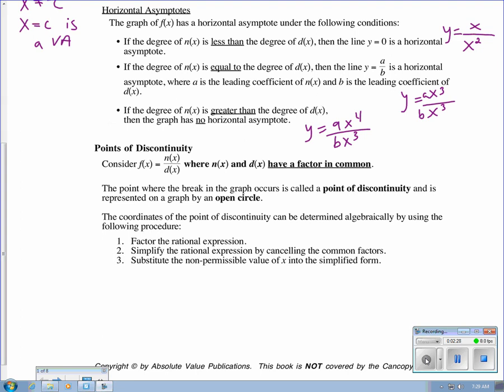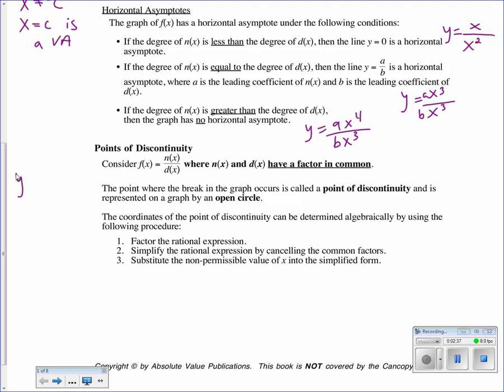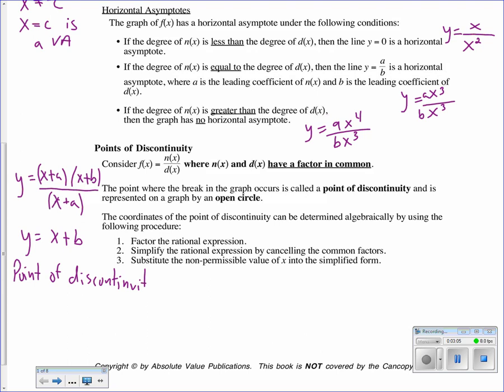And then the nice calculus sounding word, points of discontinuity. Points of discontinuity occur when the numerator and the denominator do have a common factor. For example, y equals x plus a times x plus b, divided by x plus a. We can cancel the x plus a so that the equation can be simplified into x plus b. But there is a point of discontinuity, which exists at the place where x equals negative a. So you have to find that out.